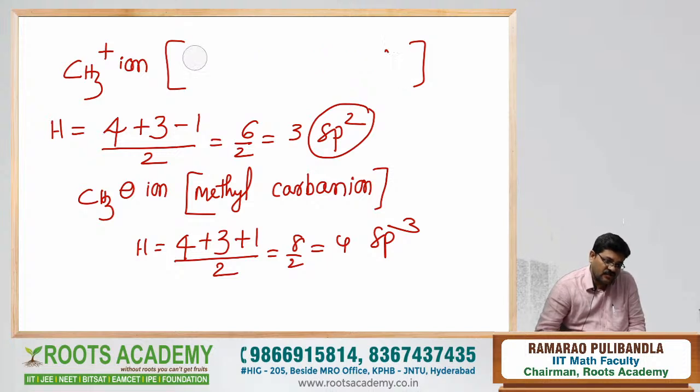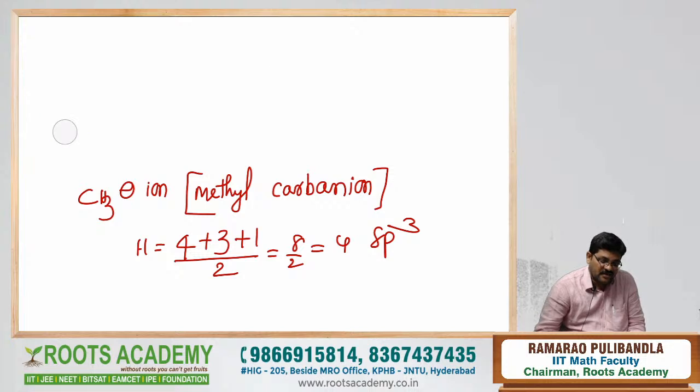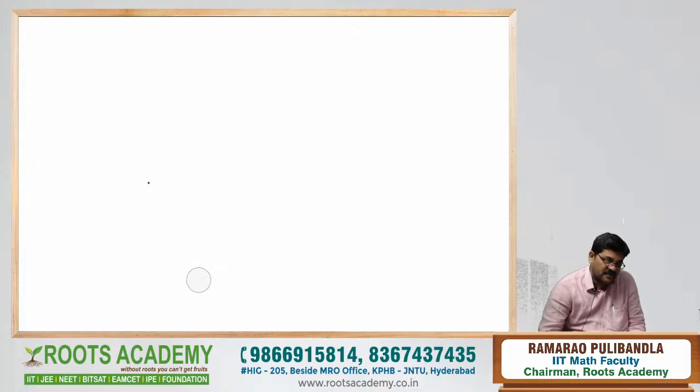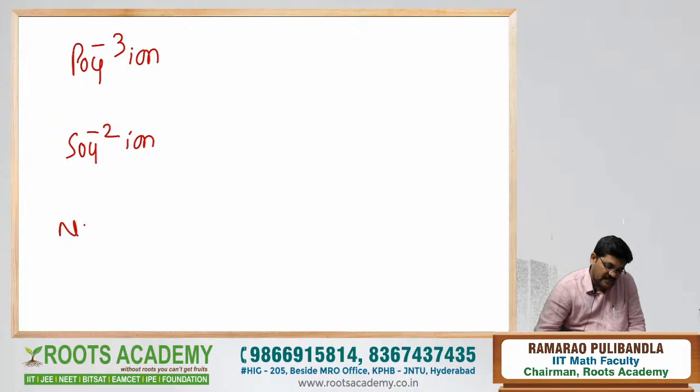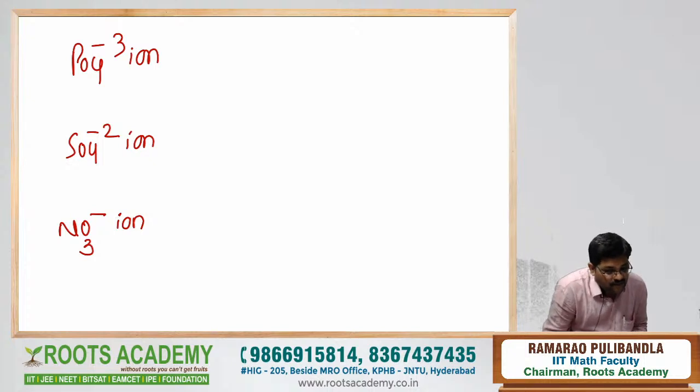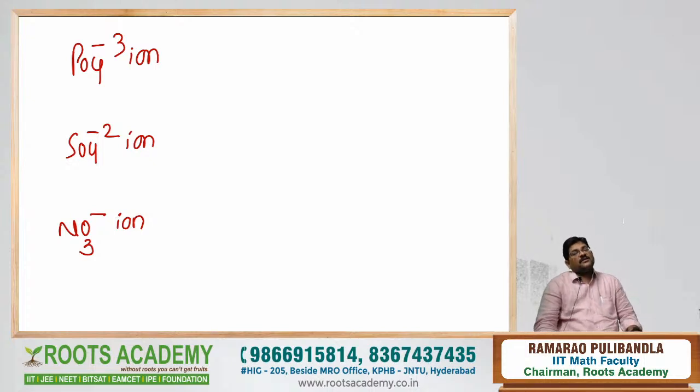Regarding the next example, of the anionic species, phosphate ion is given. This is called orthophosphate ion. Next example is given as sulfate ion. Next example is given as nitrate ion. So 3 anions are given. Tell me now what is given? So one is called phosphate anion, next one is called sulfate anion, next one is called nitrate anion.